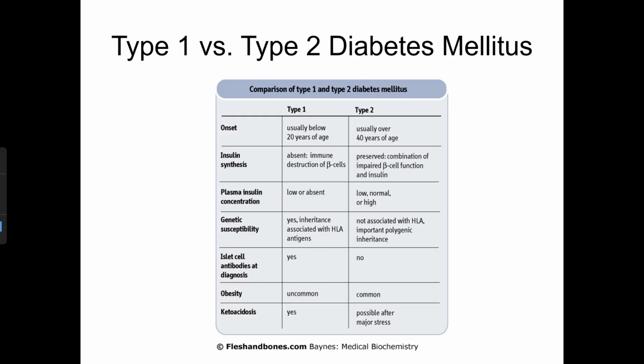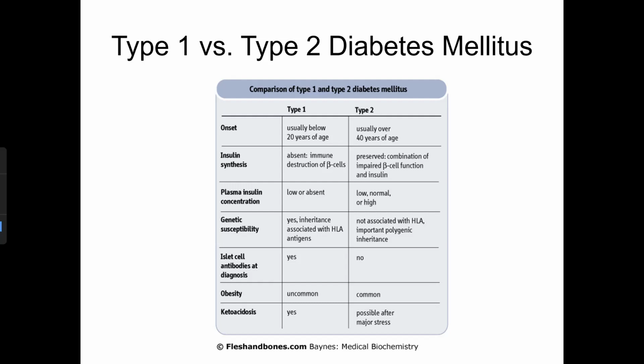Genetic susceptibility. There is an inherited association with the HLA antigens for type 1. Type 2 is not associated with HLA inheritance, but there is an important polygenic inheritance predisposition. Type 2 is more commonly related to obesity, and the polygenic inheritance of obesity can contribute to type 2 diabetes. Islet cell antibodies at diagnosis: yes for type 1, no for type 2. Obesity is uncommon in type 1, but it is very common in type 2.